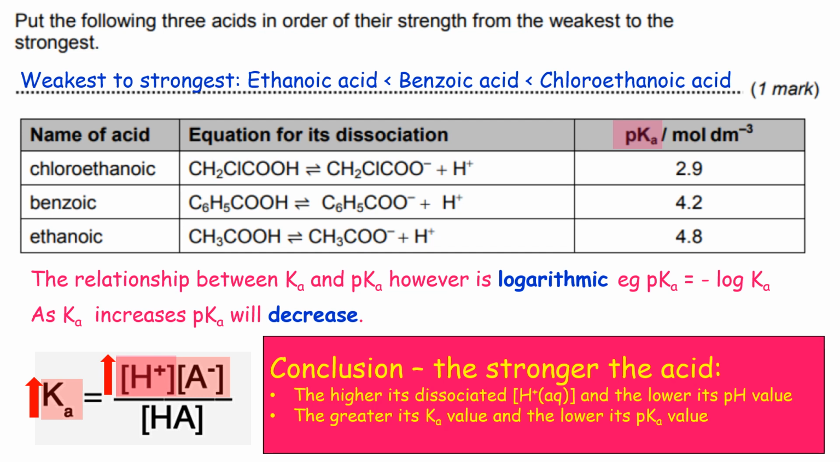So looking at the acids, the acid with the lowest pKa value is going to be the strongest. So that's chloroethanoic acid. The acid with the highest pKa value is going to be the weakest, so that's ethanoic acid. And benzoic acid sits in the middle. So the question wants the acids in order of their strength from the weakest, so the weakest being ethanoic, to the strongest being chloroethanoic, with benzoic acid in between them.